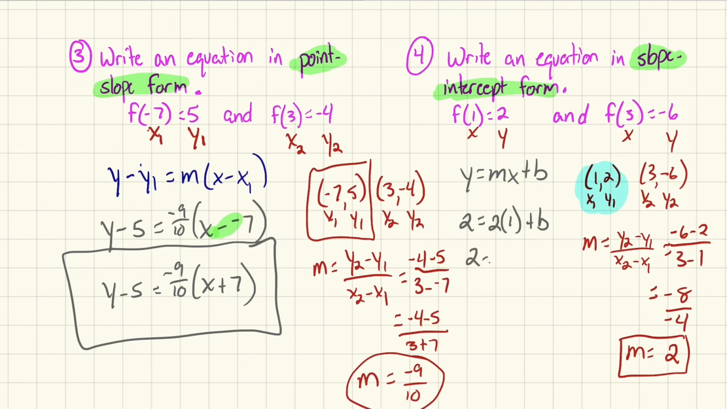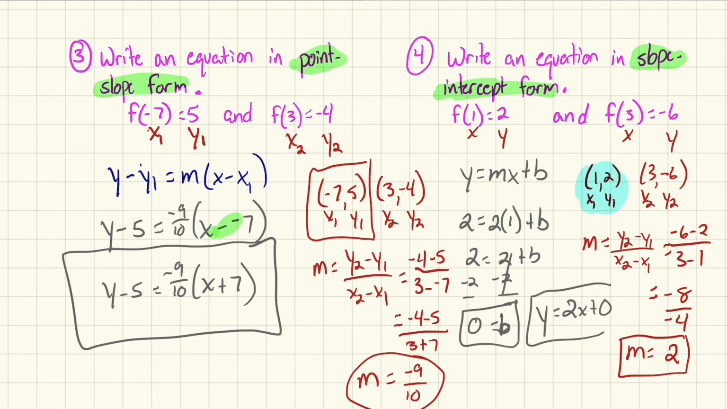2 equals 2 times 1, which is 2, plus b. And then I subtract 2 from both sides. And that ends up giving me that b is equal to 0. Solving for that has helped me to get what I need to know. So when I go to write my official equation, I have it as y equals 2x plus 0.